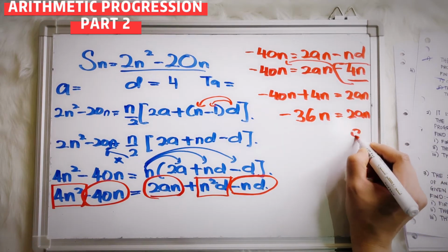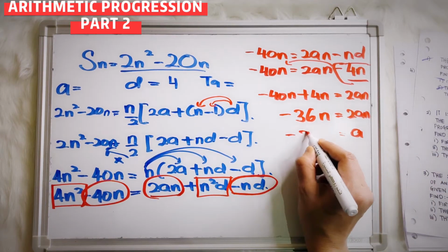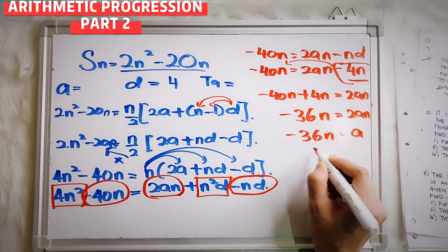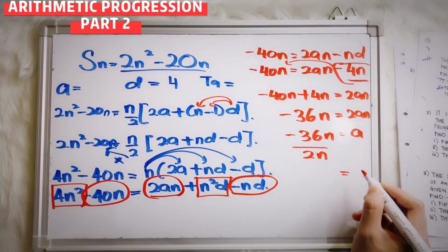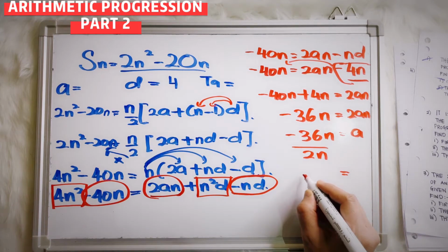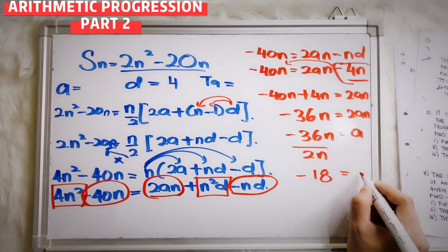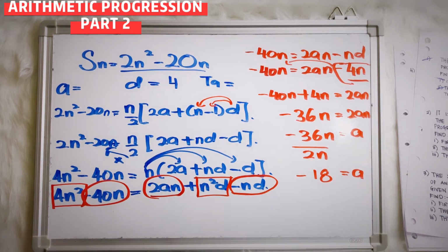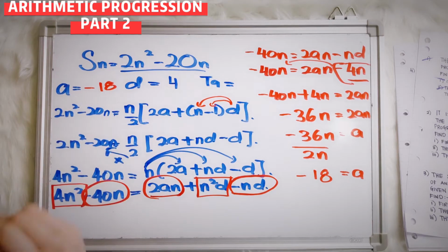So I want to leave only a here. So I take 2 and n. So negative 36n divided by 2n equals how many? Negative 18, correct? Negative 18 equals a. So our a now is negative 18. Okay?